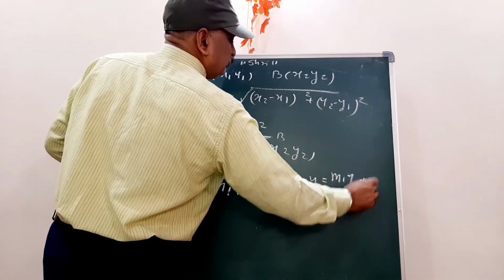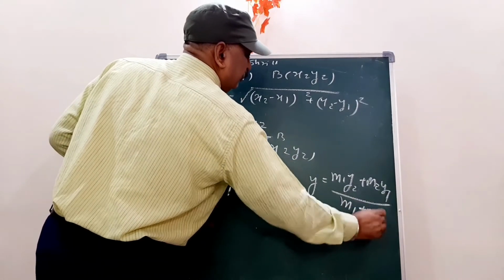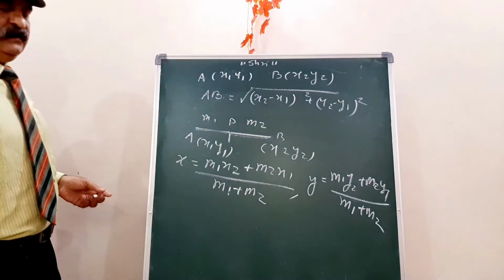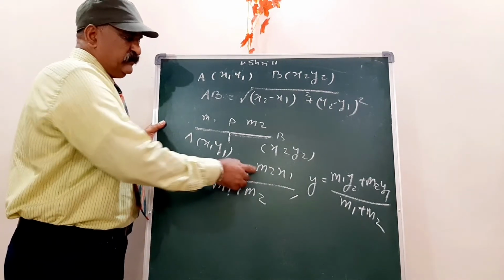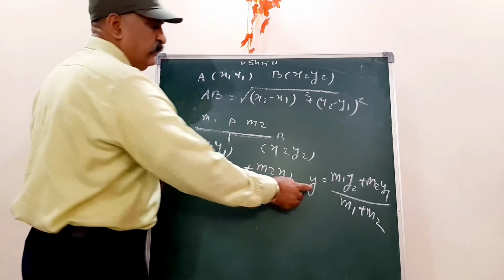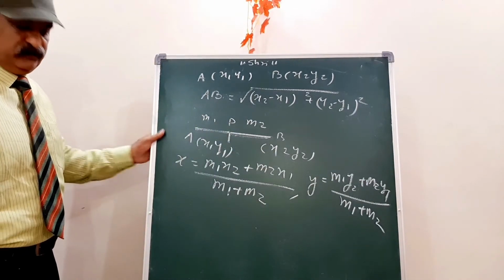m1 y2 plus m2 y1 upon m1 plus m2. This is called the section formula. x is equal to m1 x2 plus m2 x1 upon m1 plus m2, and y is equal to m1 y2 plus m2 y1 upon m1 plus m2.